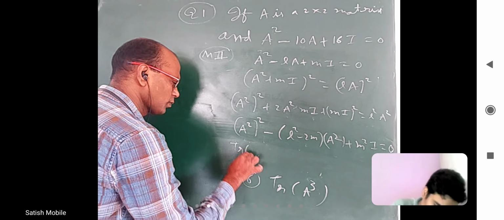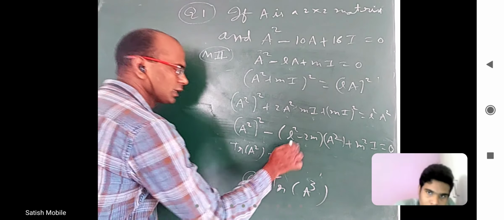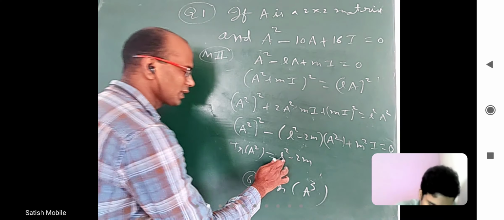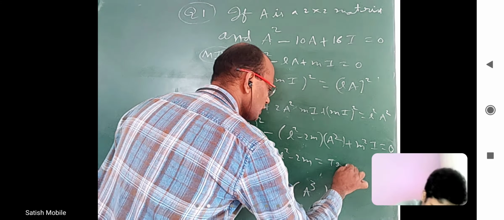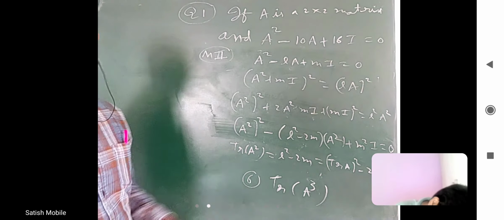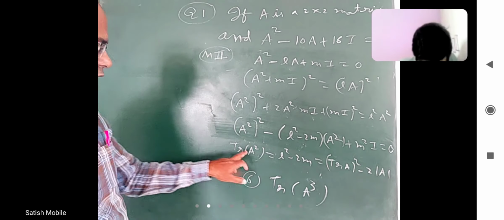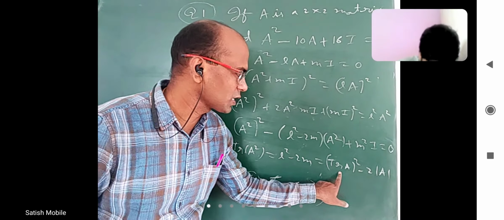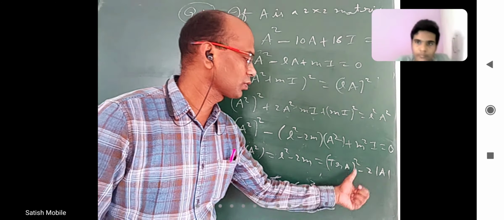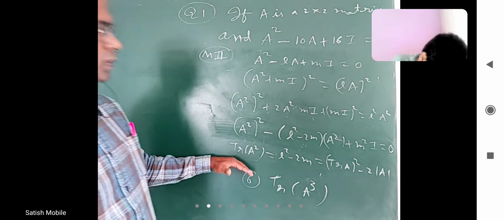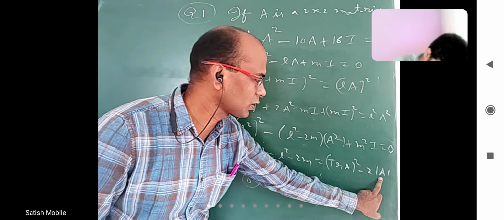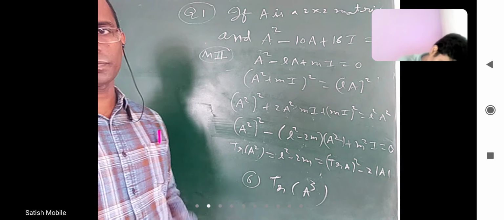I am not saying you should remember it, but this trace of A square is this one. What is that? L square minus 2m. But what is L? Trace of A whole square minus 2 times m, where m is the determinant of A. So there is a connection between trace of A square and the original trace of A and original determinant of A. Trace of A square equals trace of A whole square minus 2 times det A. I am not asking you to remember this, but this is one way to get that relation, where if trace of A and det of A are given to you, you can find trace of A square from this.